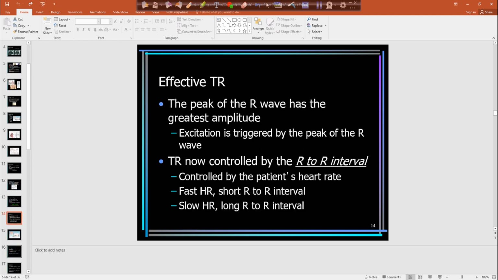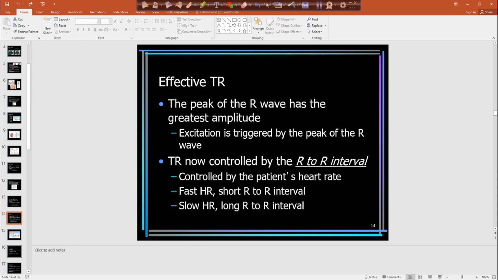All right, so we need to create a TR. The TR is based off that R wave, and we're usually starting our pulse sequence there. Depending on if we want a T1 or T2, remember our TR is short for T1, and then our TR is a little bit longer for T2 or proton density.